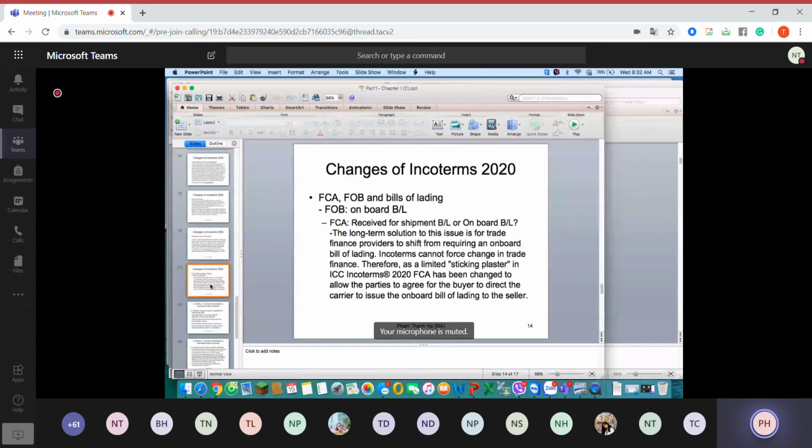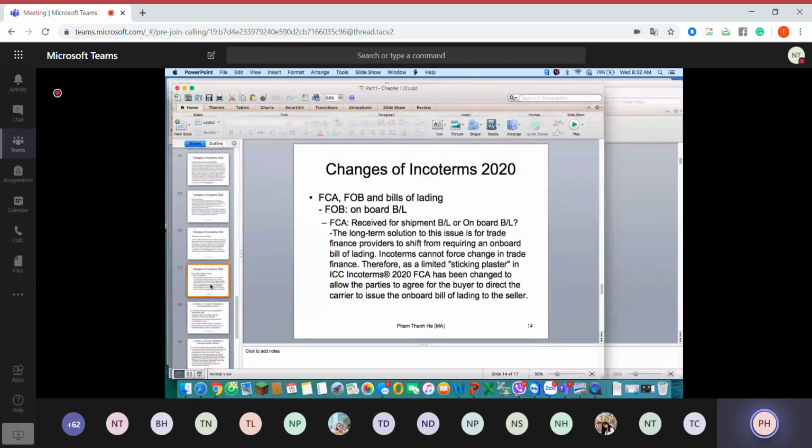So for example, maybe the goods stay at the warehouse of the seller or somewhere in between the seller's premises and the port of loading, or maybe at the port of loading but haven't been loaded on board of the vessel. In those cases, if the goods haven't been loaded on board of the vessel, we have to use the receipt for shipment bill of lading. However, if the goods have already been loaded on board of the vessel, we have to use onboard bill of lading. So that's the difference between the receipt for shipment bill of lading and onboard bill of lading.